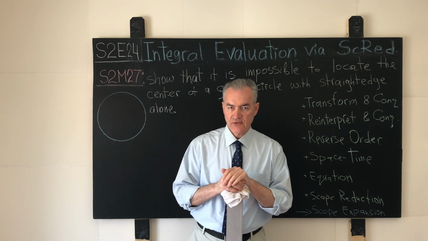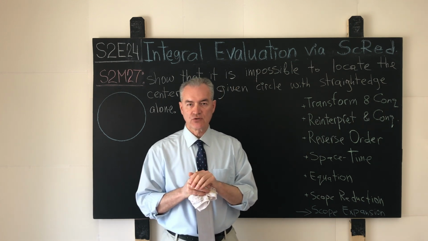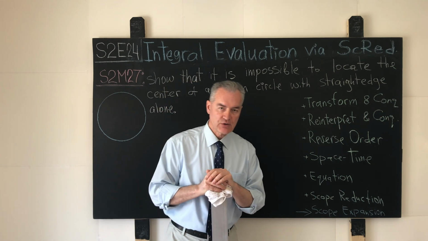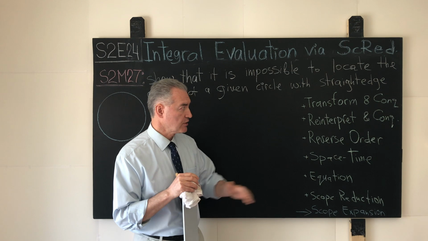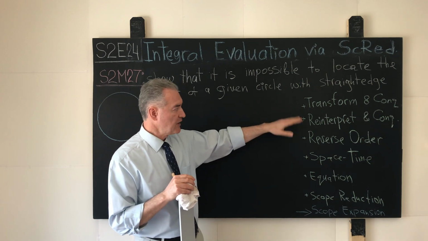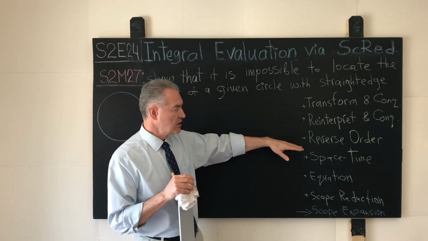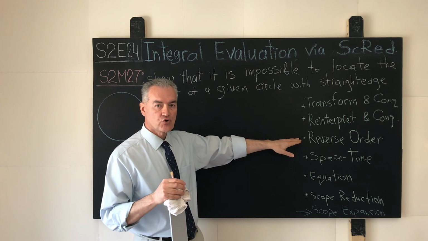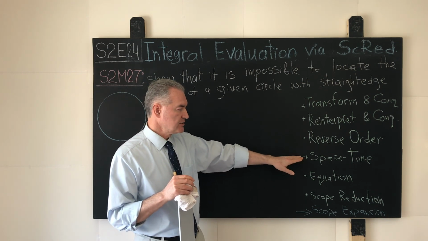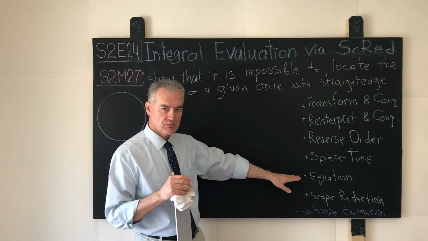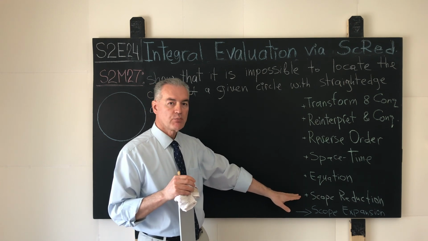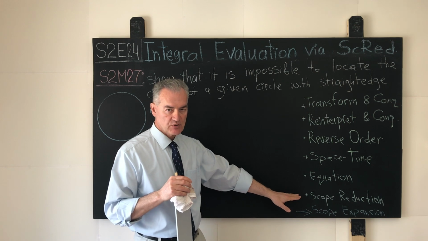And amazingly enough, little by little, we already have something to write home about, because at this point we know how the following problem solving approaches work: transform and conquer, reinterpret and conquer, reverse order or reverse and conquer, if you will, the space-time problem solving approach, the equation problem solving approach, and now the scope reduction problem solving approach.